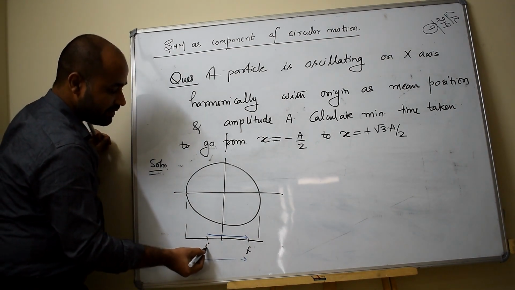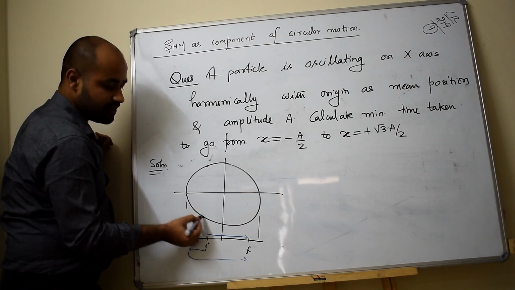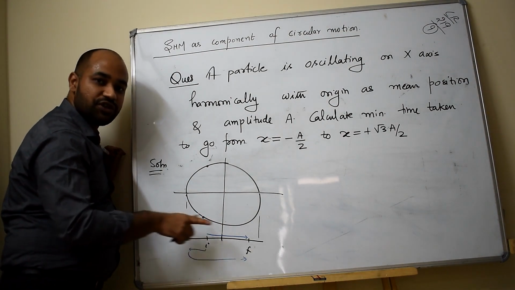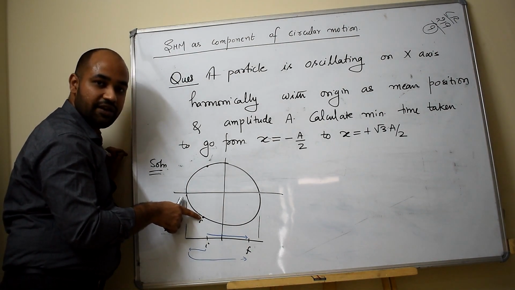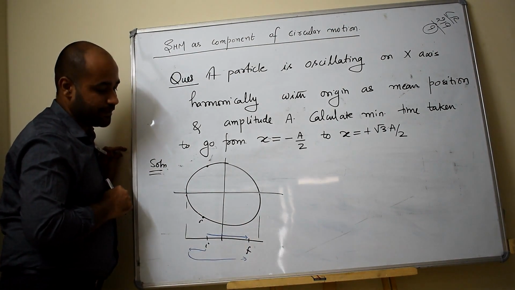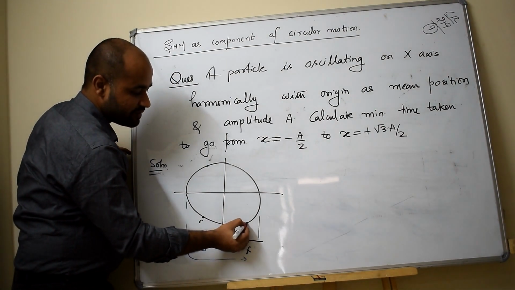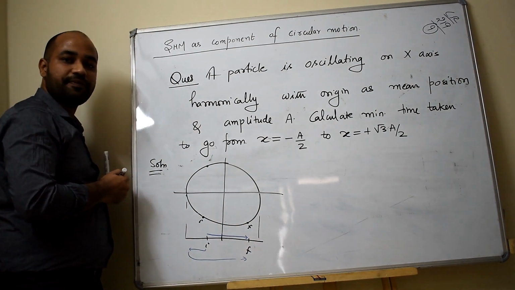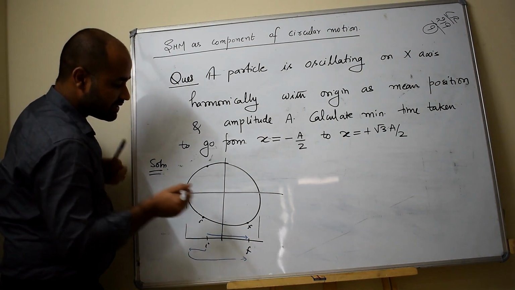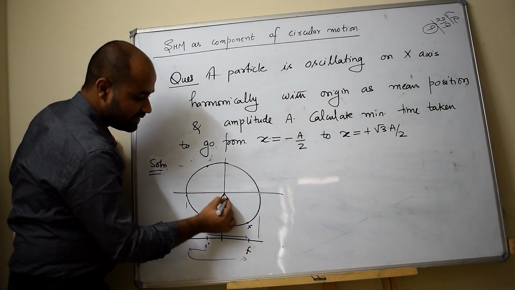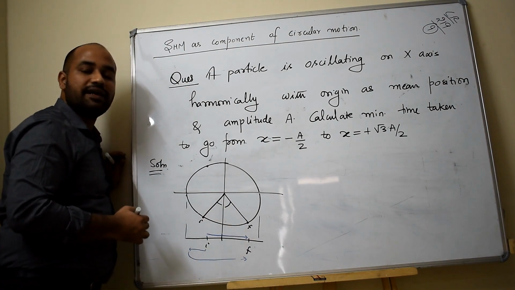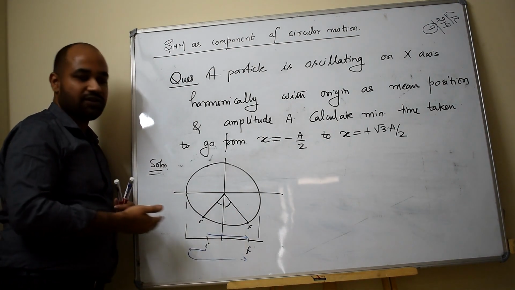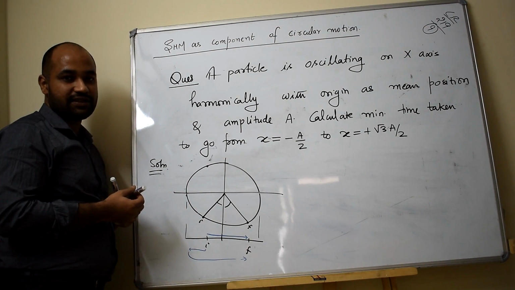The position I can be either here or here, but because we have to take the motion towards right, we have to select this as position I, because only at this position the projection will be moving towards right. Similarly, position f is somewhere here on the circle. If I join these positions I and f with the center, we can calculate the angles that these radii make with the y-axis, or we can calculate the angles with the x-axis.